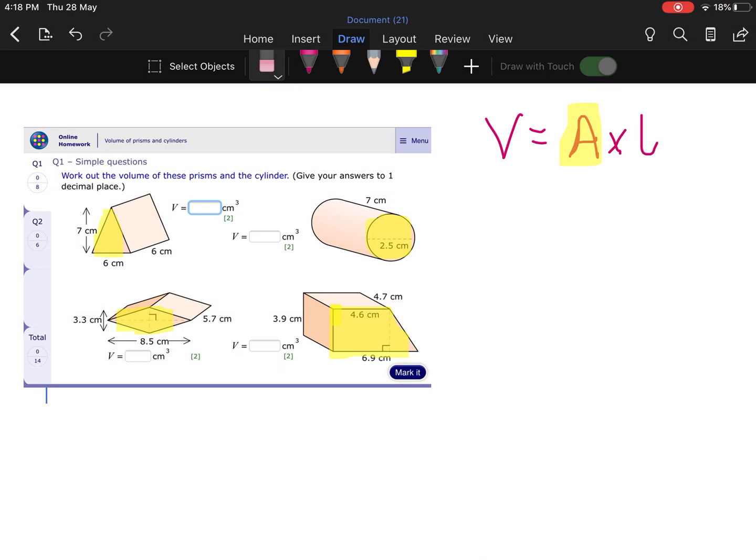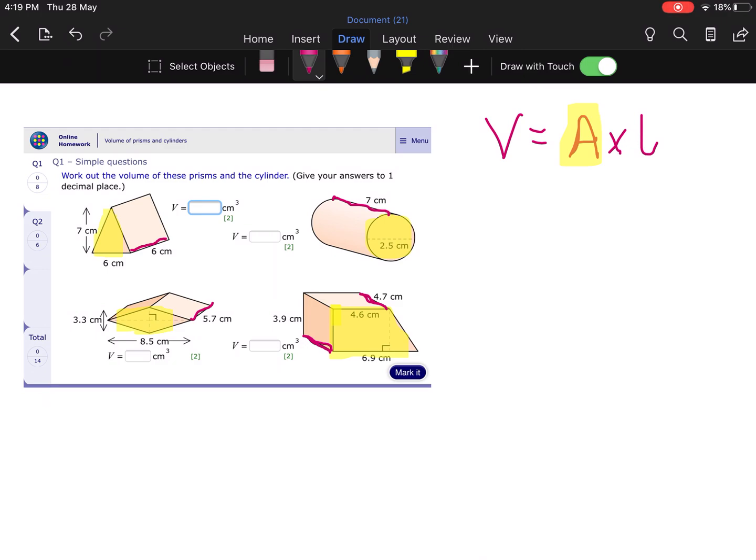So let's begin. I've identified all my front faces. Now I need to find the area of each front face and then times it by the length. So the length of this one is 6. Then the length of this one is 5.7. The length of this one is going to be the same as up here, 4.7. And then the length of this one is going to be 7. So using all that information, I can find the volume.